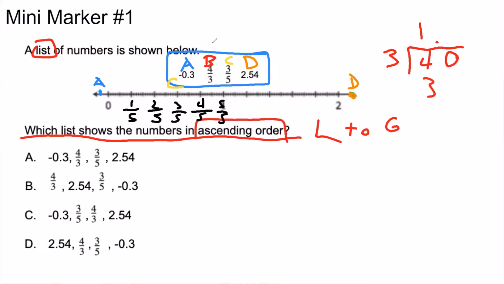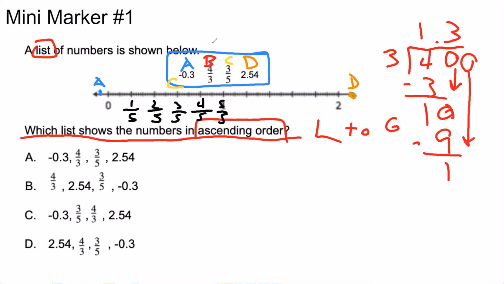One time 3 is 3. Now, what is 4 minus 3? 4 minus 3 is 1. Bring down the 0. Now I have 10. How many times will 3 go into 10? 3 times. 3 times 3 is 9. 10 minus 9 is 1. Bring down the next 0. Now we're at 10 again, and as we can tell, this would end up being a repeating decimal.